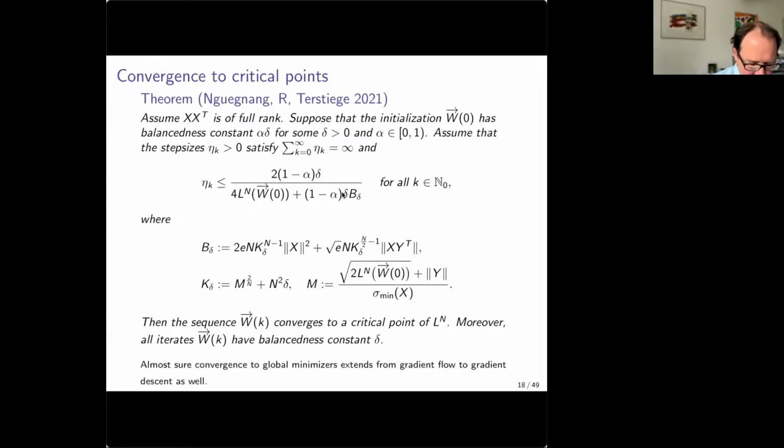And from this, once we have this, we can also show almost sure convergence to global minimizers. So that result extends from the gradient flow to the gradient descent as well. This seems like a straightforward extension, but in the end it was much harder than we thought in the beginning, simply because this balancedness will not be preserved.